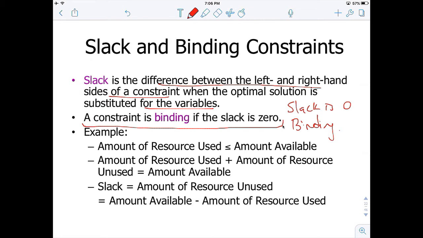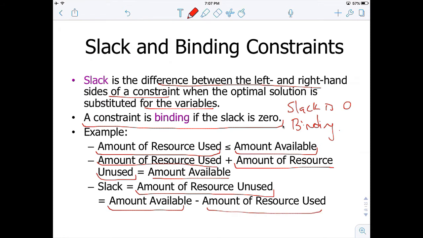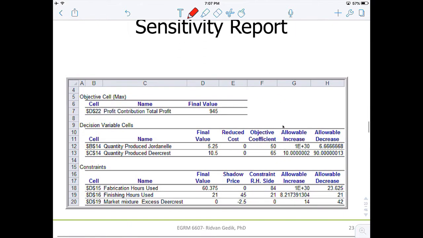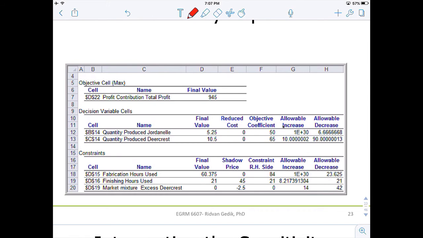So for example, here the amount of resource used, that's our constraint, is less than or equal to the amount available, right? So the amount used plus the amount of resource unused is equal to the total amount available. Therefore the slack is the amount of resource unused, and can be calculated by the amount available minus the amount of resource used. Okay, let's look at an example.